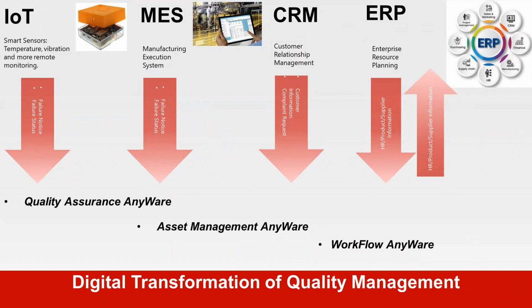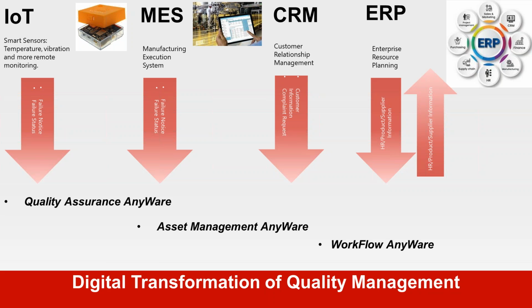So our systems, Quality Assurance Anywhere, as well as Asset Management Anywhere and Workflow Anywhere, are ready to work with many different systems. There may be an IoT device, a manufacturing execution system, a CRM system or an ERP system. We can pull and push data.